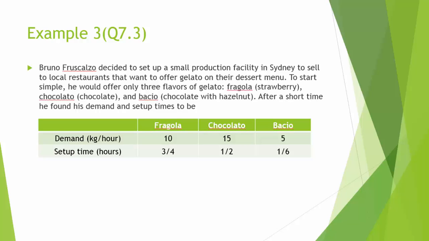Okay, let's look at one more example of setup time, batch size, and capacity. Bruno decides to set up a small production facility in Sydney to sell to local restaurants that want to offer the ladle on their dessert menu. To start simple, he would offer only three flavors of the ladle: Fragola, Chocolato, and Basil. After a short time, he found his demand and setup times to be as follows.